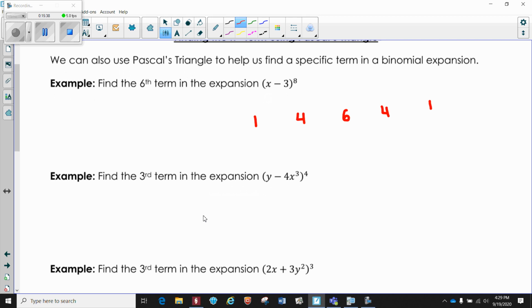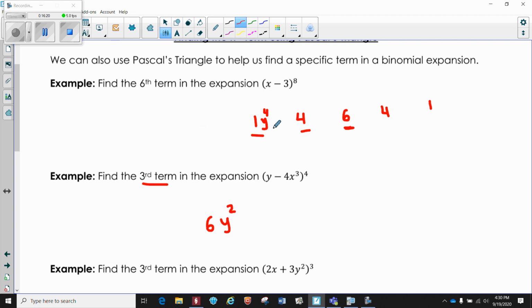And then we have to find the third term. So we know that the coefficient is going to be 6. Okay, so I'm going to start with 6 because I need to find the third term. Third term is going to be, this is first, second, third. So I know that it's going to have 6 in the front. And then we know that this was going to be y to the fourth. So if I look at this, y to the fourth, y cubed, and y squared. So this is going to have to be y squared.